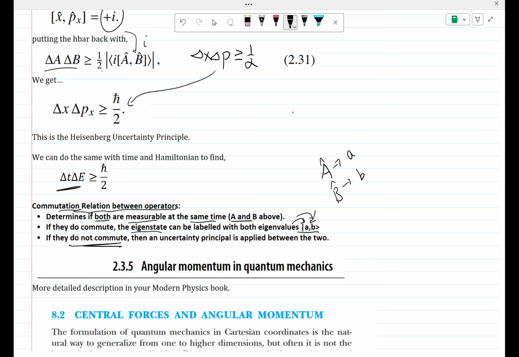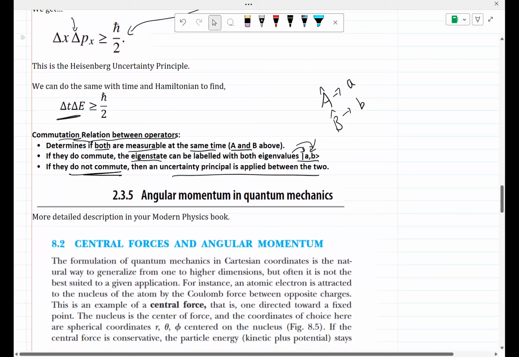If the operators don't commute, you get something more fun out of it too, because you can apply the uncertainty principle between the two, which is what we did with momentum and position in the X direction. And of course, this goes with delta Y, P_Y, and delta Z, P_Z. So all these directions are analogous to each other.